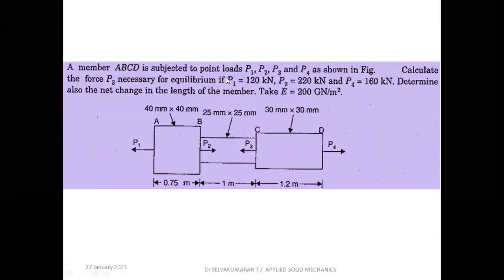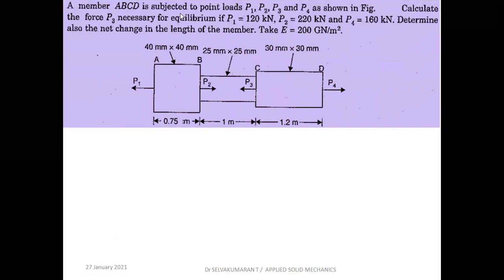Next problem. A member ABCD is subjected to point loads P1, P2, P3 and P4 as shown in the figure. Calculate the force P3 necessary for equilibrium if P1 is equal to 120 kilonewton, P2 is equal to 220 kilonewton and P4 is equal to 160 kilonewton. Determine also the net change in the length of the member. Take Young's modulus E equal to 200 giganewton per meter square.